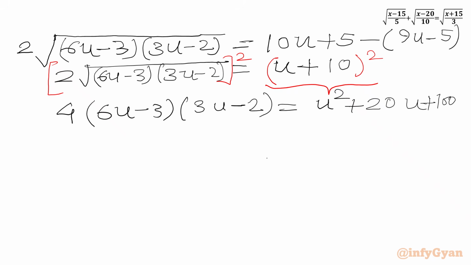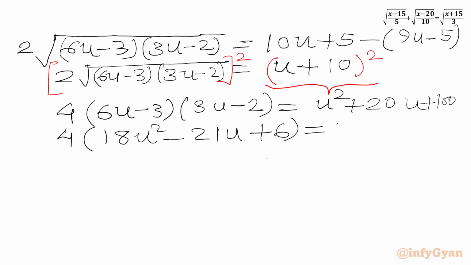Now we have to expand our LHS. We will get 4 times 6u times 3u, 18u square. 6u times minus 2, minus 12u, minus 9u, minus 21u. Minus 3 times minus 2, plus 6, equal to u square plus 20u plus 100.